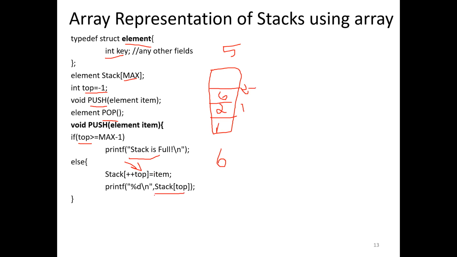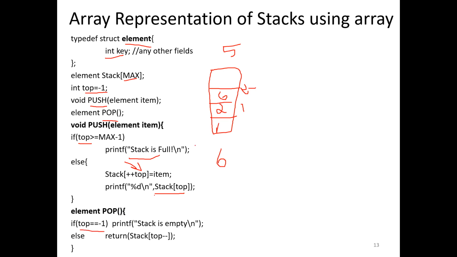A prompt saying that the top element is inserted. Stack of top, that is 6, you're going to see. Then we'll see now how pop works. I'm going to remove the top element from the stack. Now I have to check whether top is -1 or not to see whether the stack is empty or not.